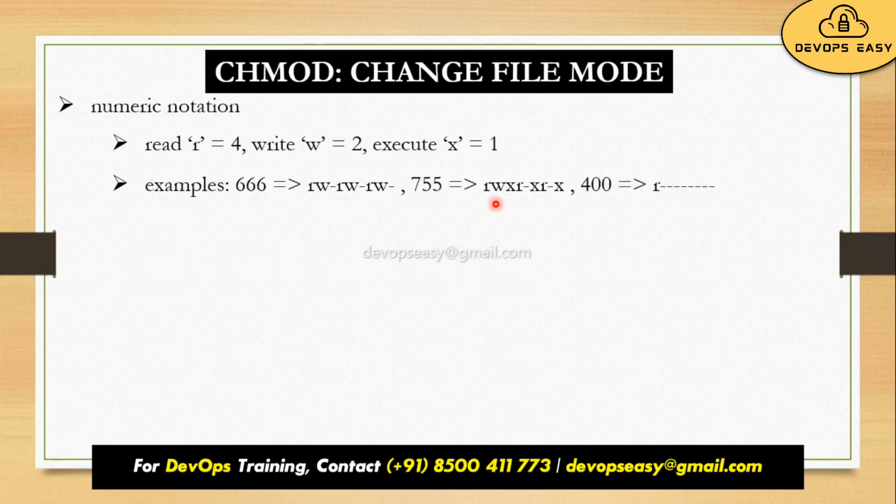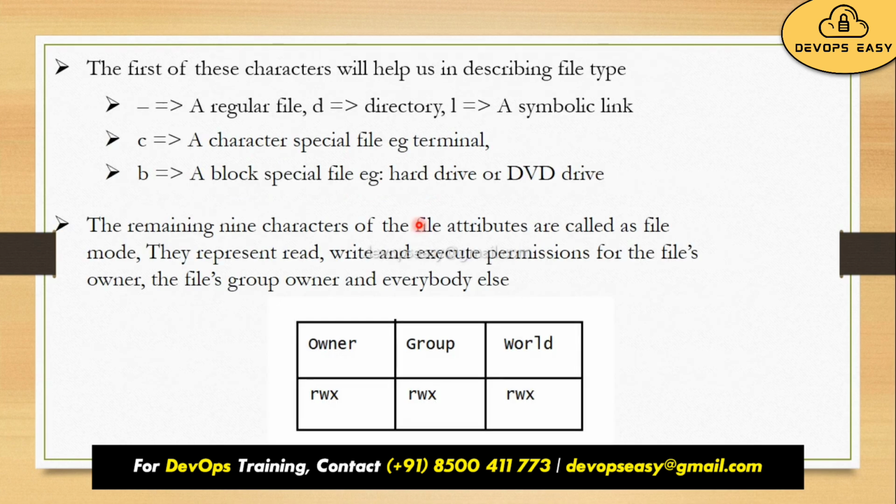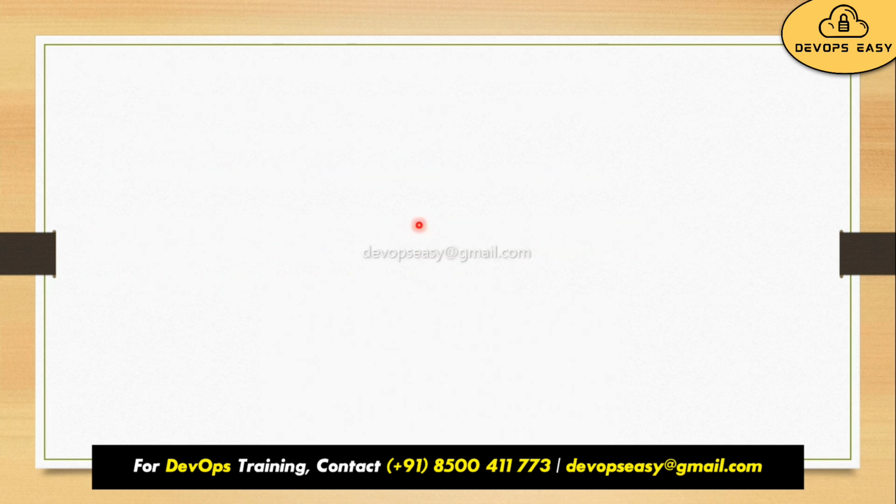If you see read, write, execute, R is 4, W is 2, X is 1, 4 plus 2 plus 1 is 7. So 755 is nothing but read, write, execute for the user, and 5 is 4 plus 1, which is read and execute permission for group and others. So like this you can apply change mode to files. In the previous slide, I explained regular file, read and execute.